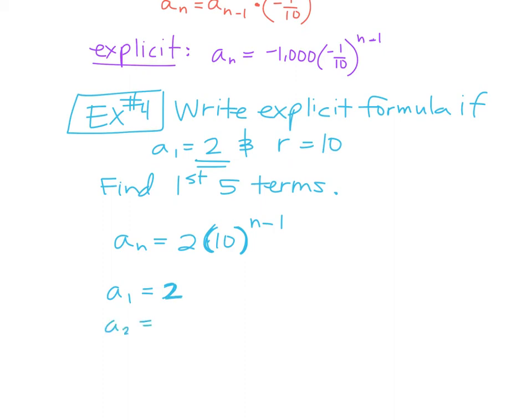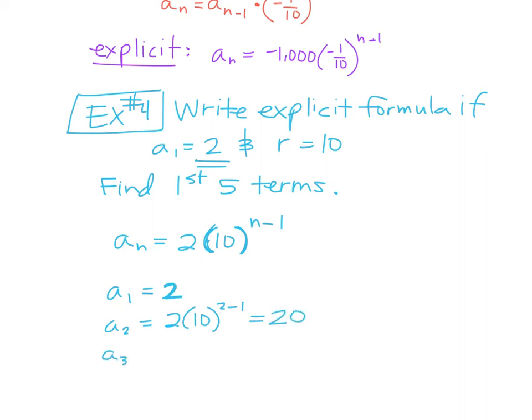A of 2. Okay, now here's the thing, guys. If you really stop and think about this, our common ratio is 10. What does that mean? It means we're multiplying by 10 every time. So you could right now just multiply by 10 every time. Or if you don't want to think through that, you could just do this. 2 times 10 to the 2 minus 1 power is 2 times 10 to the first power, which is 2 times 10, right? So this is 20.